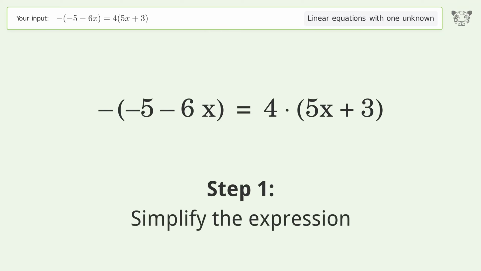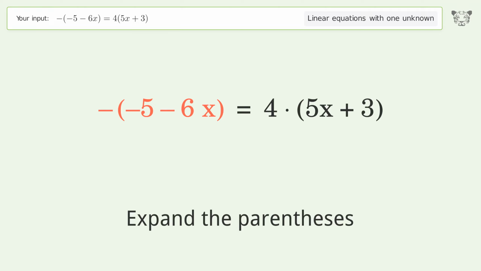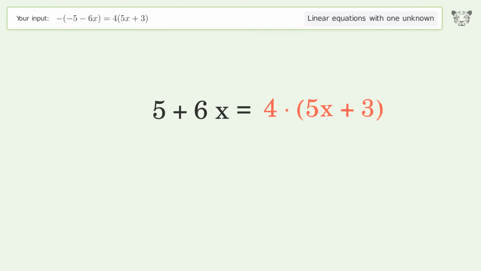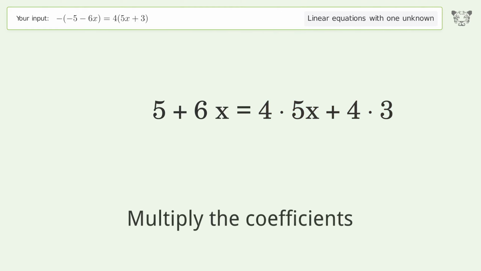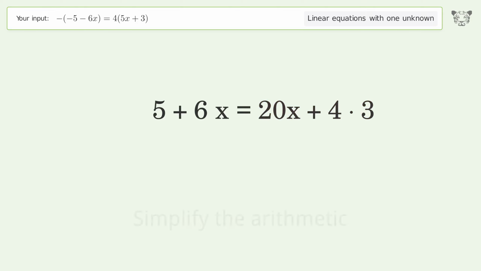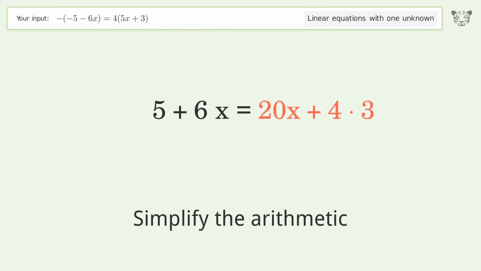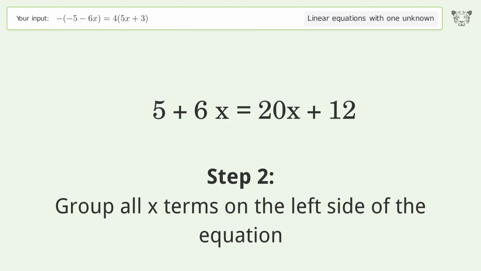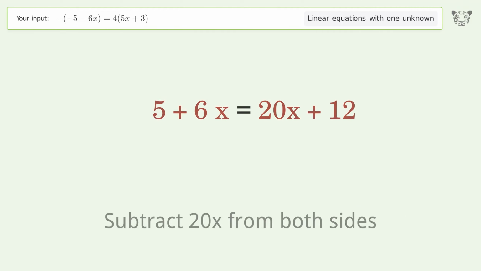Simplify the expression. Expand the parentheses. Multiply the coefficients. Simplify the arithmetic. Group all x terms on the left side of the equation. Subtract 20x from both sides.